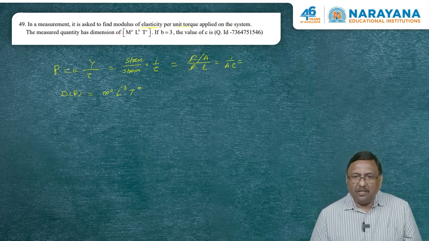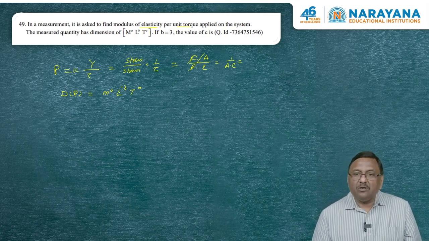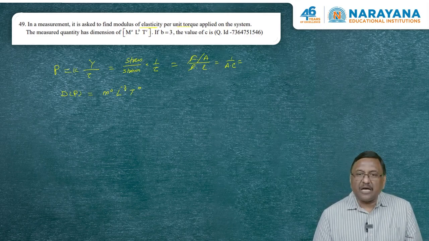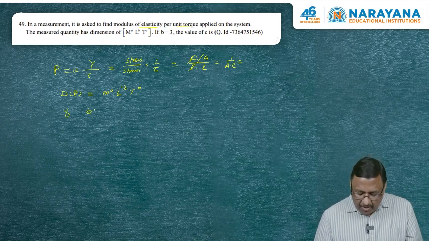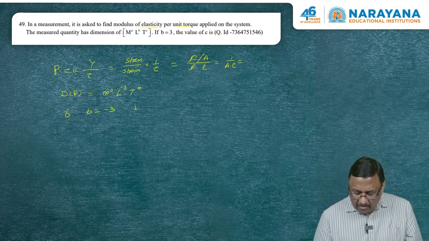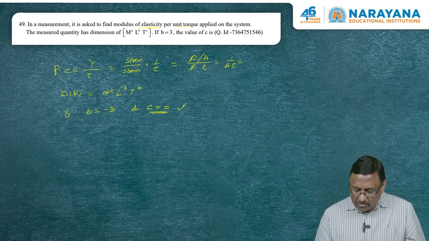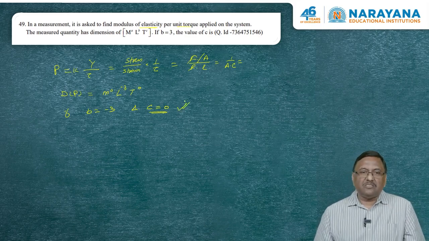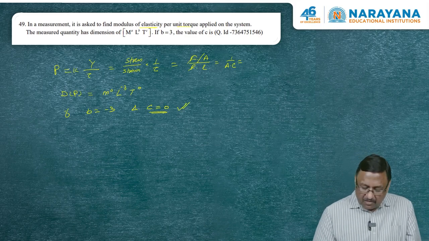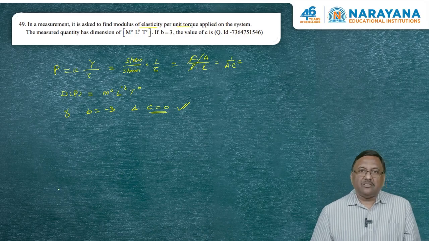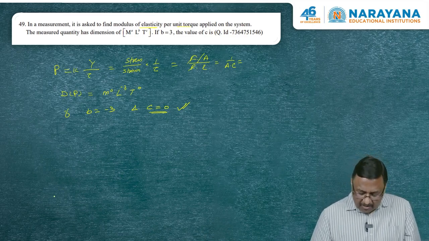Anyway, I think there is some mistake in this question, because B is given to be 3, but actually it should be minus 3. If I consider my B to be minus 3 here, then obviously C will come out to be 0. So the correct answer for this question is that the value of C should be 0. Again, it is a very simple question, simply use the dimensional formula, and we can get this question solved comfortably. So this was the 49th question.